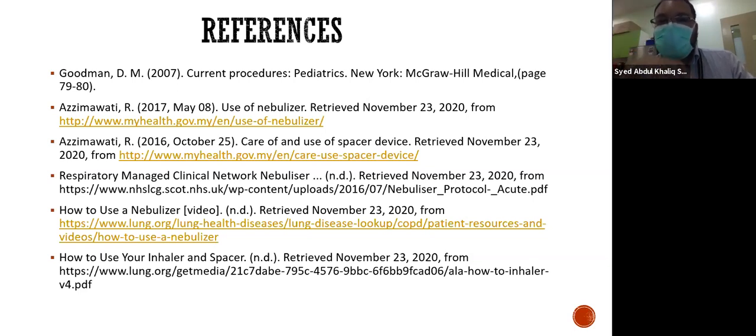It is the same with MDI, the inhaler. The bigger the particle, the more it will deposit in the throat and the trachea. The smaller the particle, the better it goes inside the lung. For example, if you look at different types of inhaled corticosteroids, fluticasone propionate is the name of the drug, and its brand name is Flixotide.